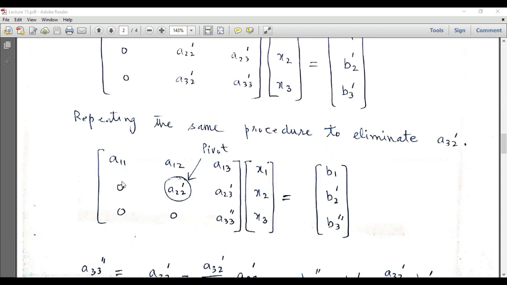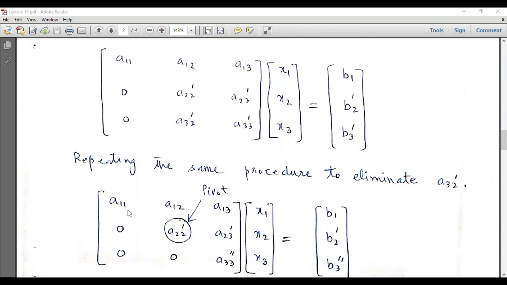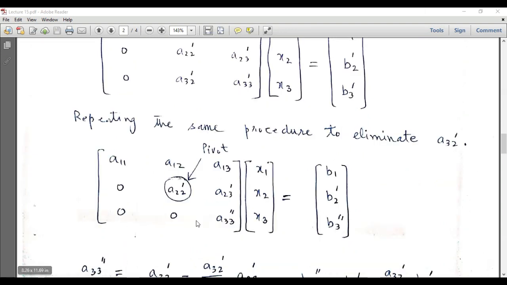When we have made all these entries equal to 0, this is called forward elimination. Starting from the second row, we convert one entry to 0. Then we move towards the third row and make these entries equal to 0, and then we move to the fourth row and so on. So we are moving forward and eliminating these entries. That step is called forward elimination.